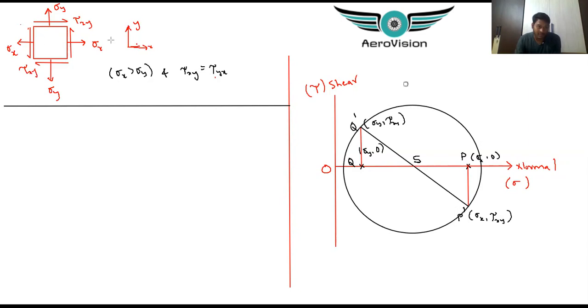Okay, in the standard element, you can observe the angle between these two planes is 90 degrees, but when it comes to the Mohr circle, the angle between the two planes is 180 degrees. So we can say that if a plane makes an angle theta with the plane on which sigma x is acting, in the Mohr circle it makes 2 theta with the plane on which sigma x is acting. So every theta in the standard element is equal to 2 theta in the Mohr circle.